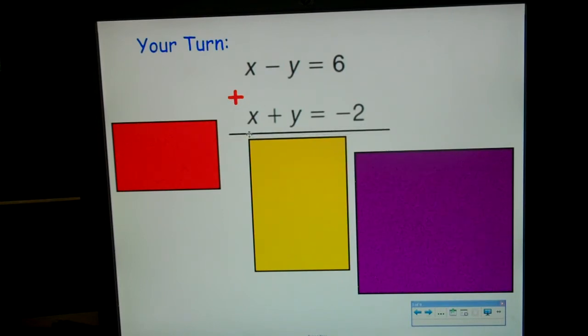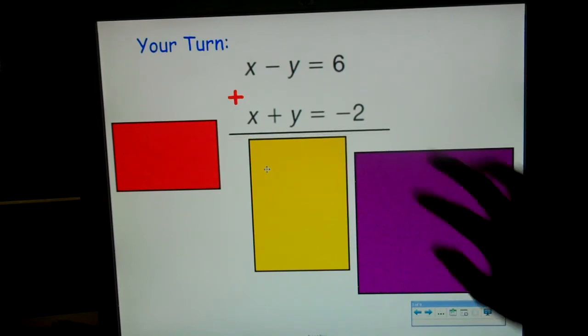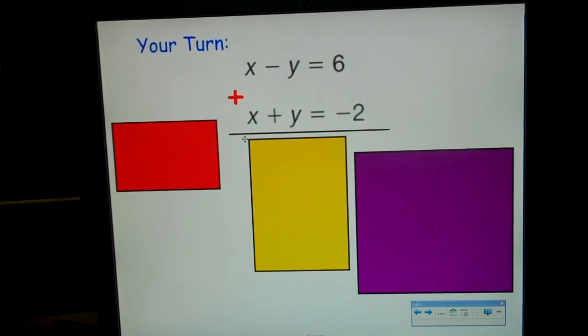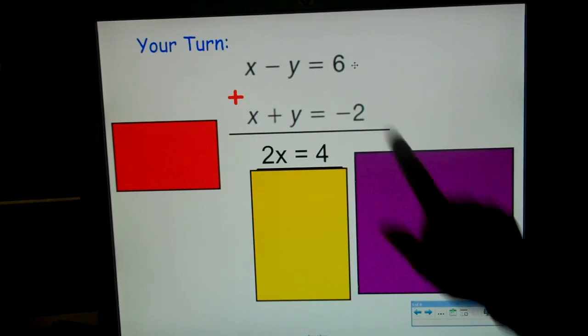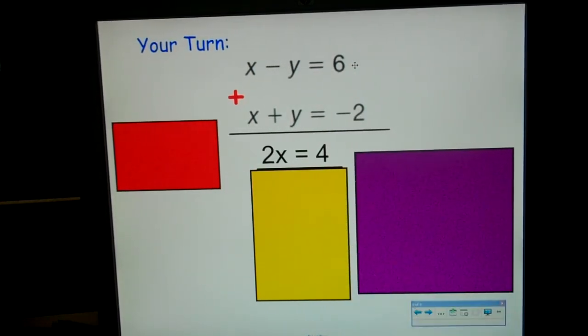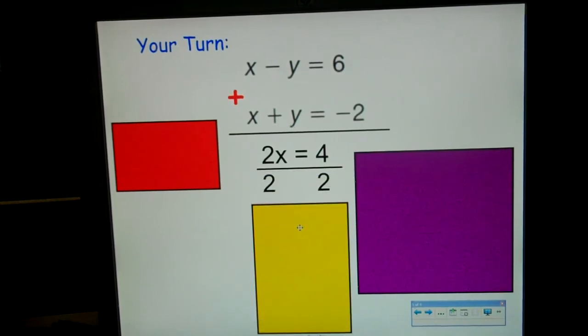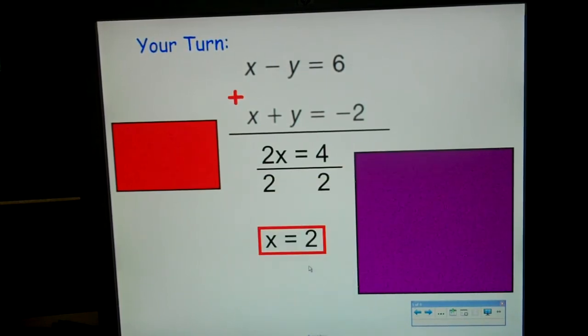I'm going to set this up like an addition problem. Stack them. Looking for some zero pairs. Well, my y's are going to cancel again. So here we go. I end up with 2x is equal to 4. 6 minus 2 is 4, or 6 plus a negative 2, that's still 4. I divide by 2, x is equal to 2.